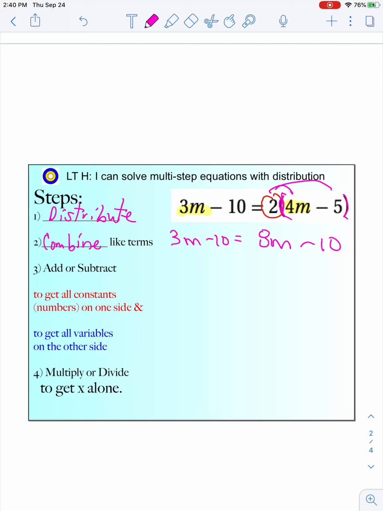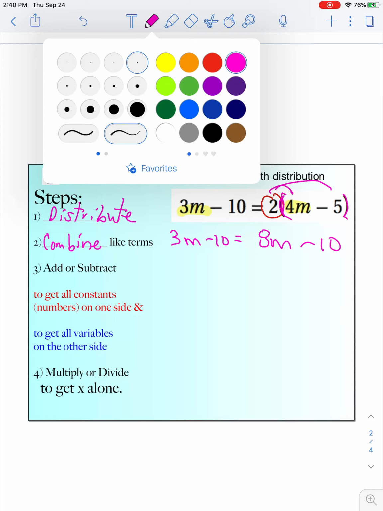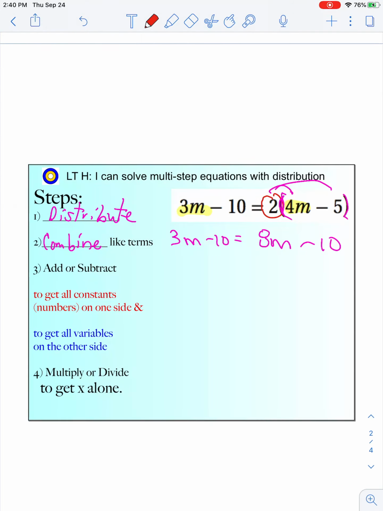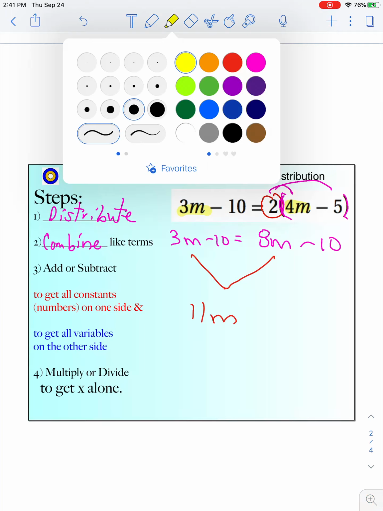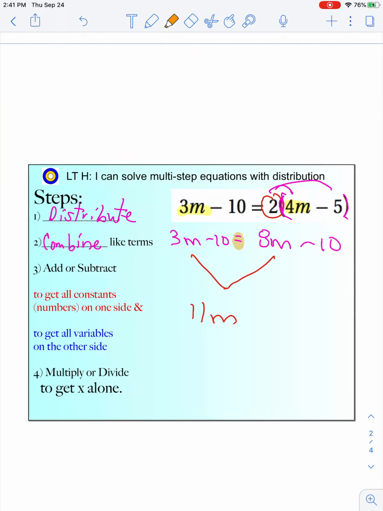Now, I don't have any like terms on the same side. Okay, you cannot take the 3, I've seen this happen before. People will add these together and they'll just say it's 11m. But that doesn't work because they're on opposite sides of the equal sign right here. Here's your equal. If you're moving across the equal, you have to do the opposite, add or subtract, to get them to the other side.